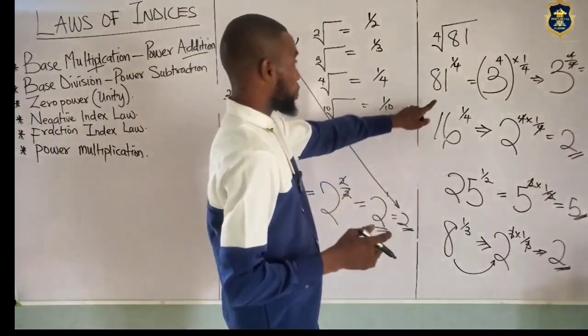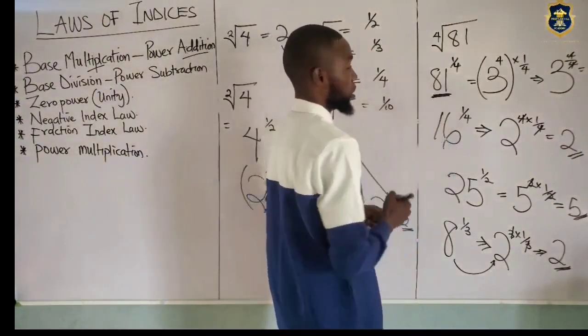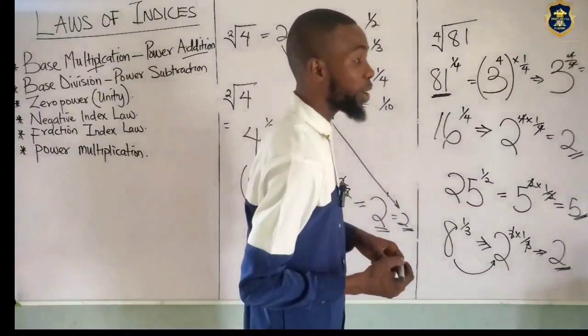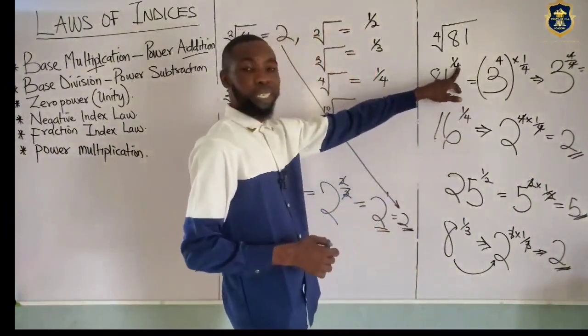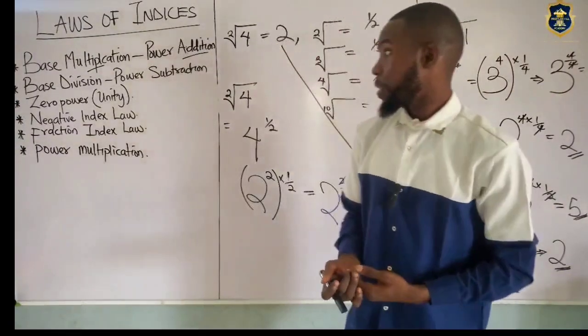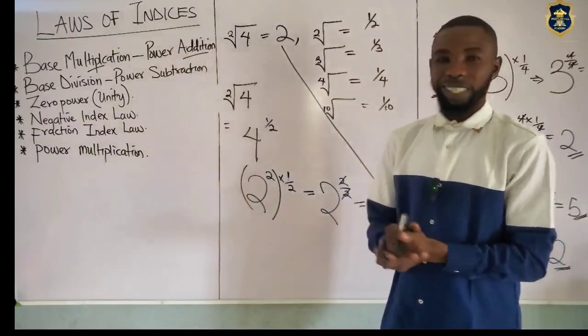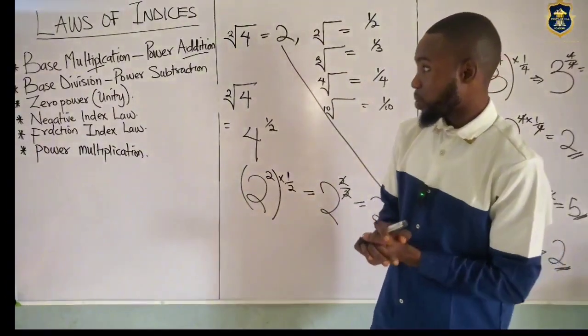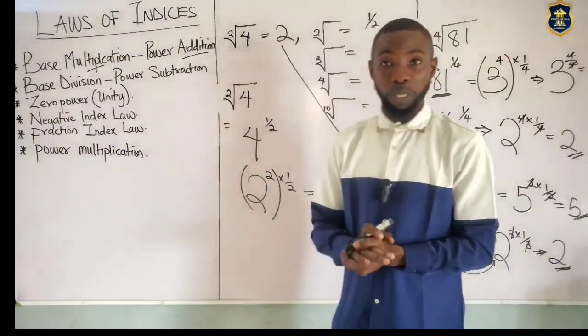Whenever they give you a bulky base, look at the base, look at what you can raise it to, such that the power will be equal to the fraction index, right? Let's look at the next slide for the 5th law of indices, or the 6th law of indices, the power multiplication law. And that's the last law of indices, the power multiplication law.